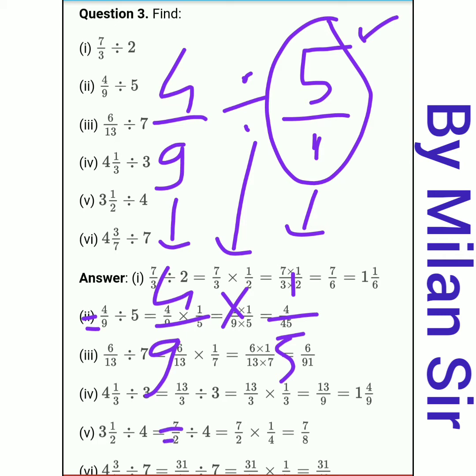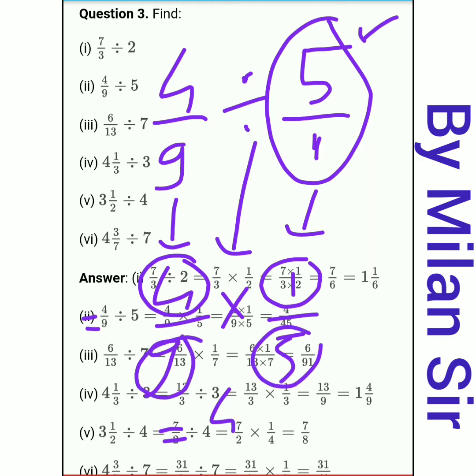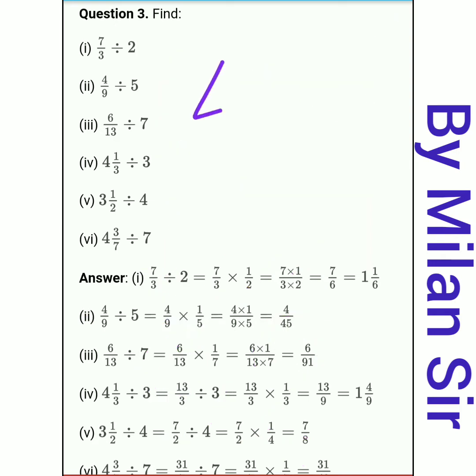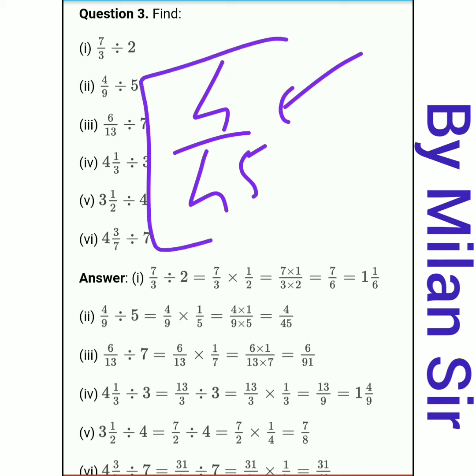Now here again we cannot cut anything from the numerator and denominator, so directly we need to multiply numerator with numerator. So 4 ones are 4, and in the denominator 9 fives are 45. 4 by 45, this is a proper fraction, right? Because the denominator is greater than the numerator, this is a proper fraction. So we cannot convert it into a mixed fraction, so this is our final answer, 4 divided by 45.